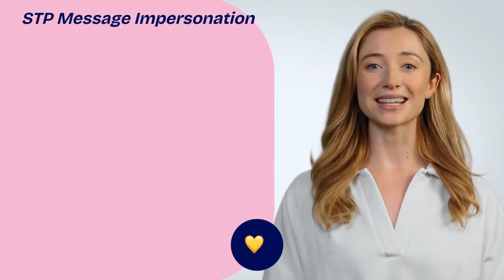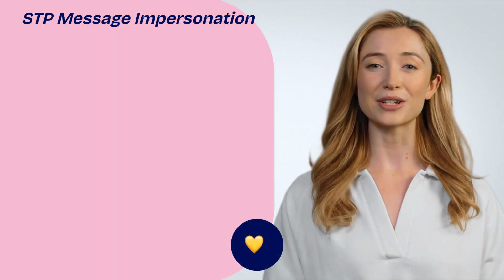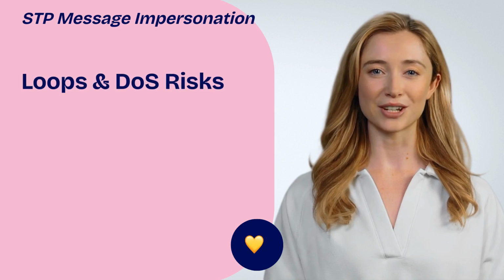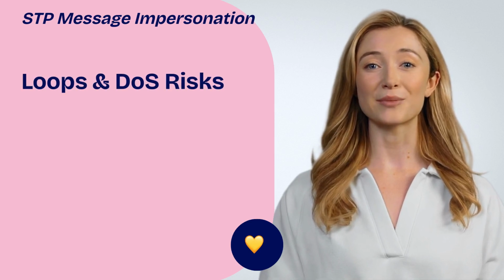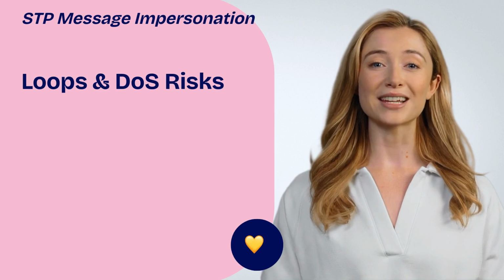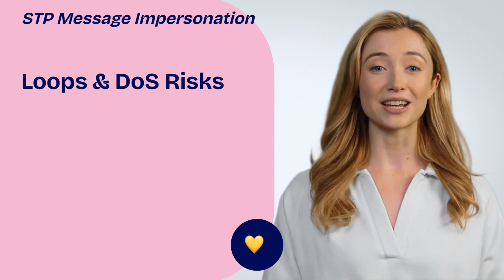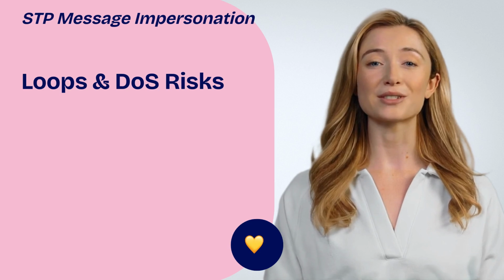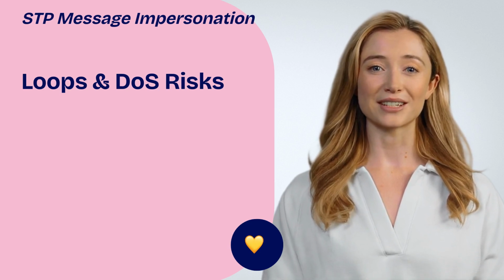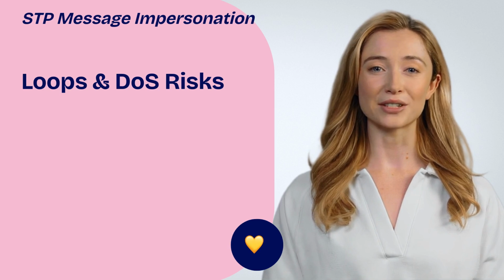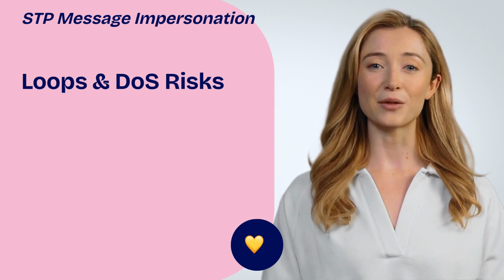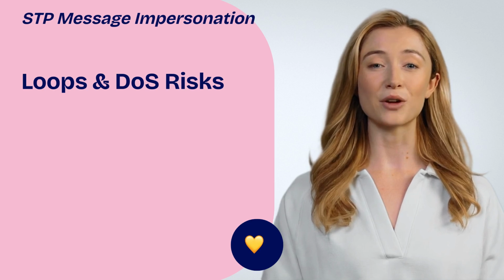By impersonating STP messages, attackers can create loops, leading to a denial of service, or DoS, or reconfigure switches for man-in-the-middle attacks. To defend against this, enable Bridge Protocol Data Unit, or BPDU, guard on user ports to prevent rogue STP messages. Also implement Root Guard to stop unauthorized devices from becoming the root of the network, which could disrupt STP's normal operation.